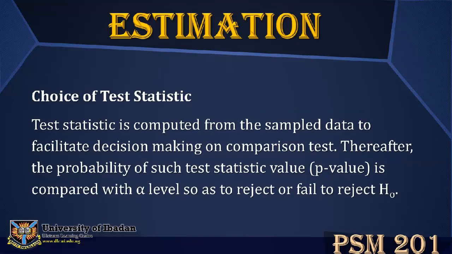Choice of test statistic. Test statistic is computed from the sample data to facilitate decision-making on comparison tests. Thereafter, the probability of such statistic value, the p-value, is compared with alpha level so as to reject or fail to reject H0. The choice of the test statistic is thus mostly predicated on the following: study objective, estimation or comparison; study design, independent or dependent sample; type of variable or data, quantitative or qualitative; sample size and sampling method, random or not.